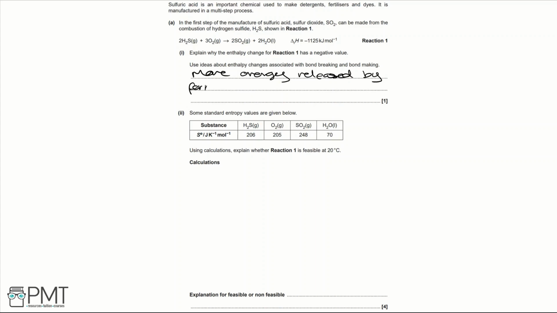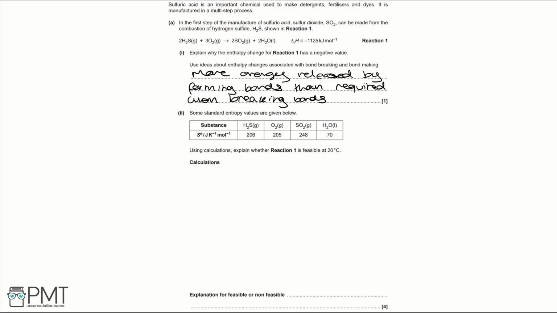To get the mark for this question, you need to write this statement: more energy released by forming bonds than required when breaking bonds. This gets you the mark for this question and explains why reaction 1 has a negative value of minus 1125 kilojoules per mole.